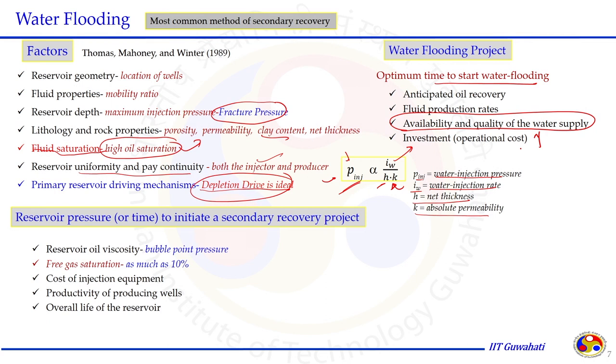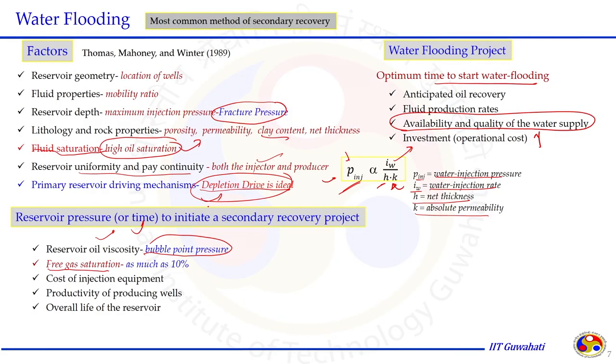So the reservoir pressure, or the time to initiate the secondary recovery project, will be determined by the reservoir oil viscosity. Is the reservoir at bubble point pressure, above it, or below it? Because if the reservoir is above bubble point pressure, it has only the oil phase, while if it is below the bubble point pressure, it might have the gas phase also along with the oil phase. Free gas saturation as much as 10% is required. This will be the favorable condition for the water injection.